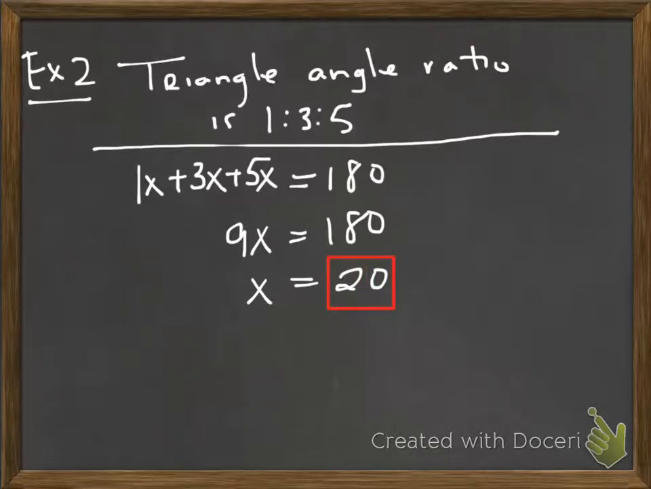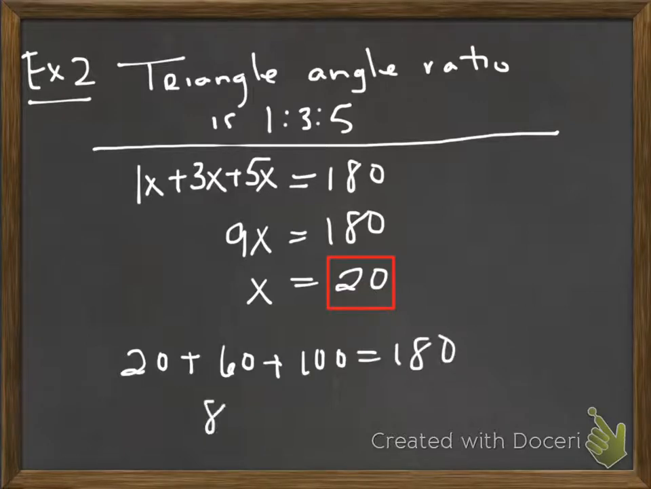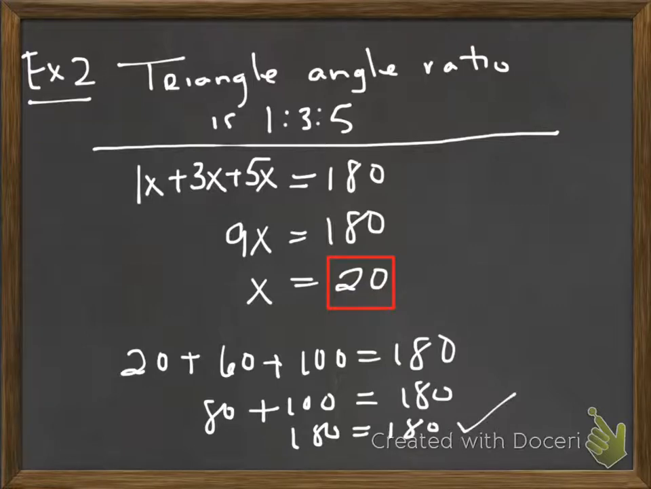Okay? And so then if you plug that back in, this is just kind of an extension of this example, you'll have angle measures of 20 plus 60, right? Plus 100. And if we did that right, that should equal 180. 20 and 60 is 80. Plus 100 equals 180. And 180 does, in fact, equal 180. Okay? So in this particular case, the ratios are by 20.